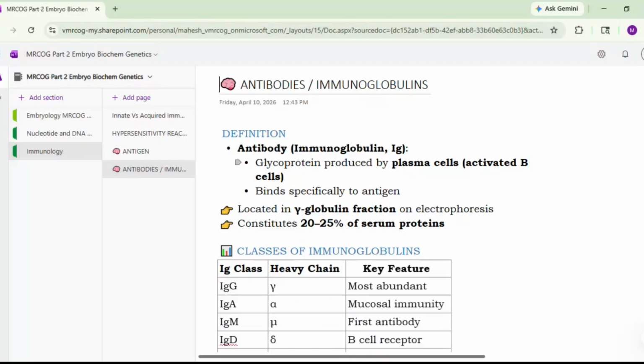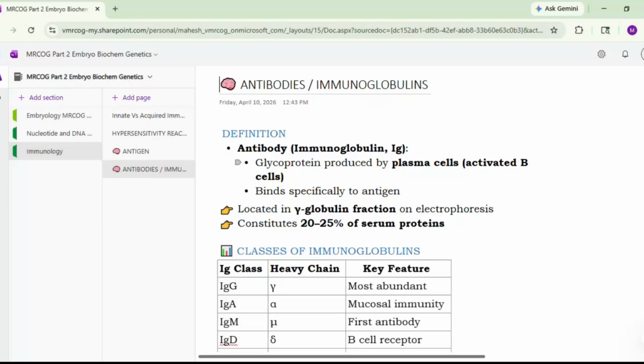Okay. So what is an antibody? It is a glycoprotein which is produced by the plasma cells, that is, the activated B cells. It binds specifically to antigen. It is located in the gamma globulin fraction on electrophoresis. So when you do the electrophoresis of the proteins, you will find that they all will be present in the gamma globulin fraction. It constitutes around 20 to 25% of the serum proteins.